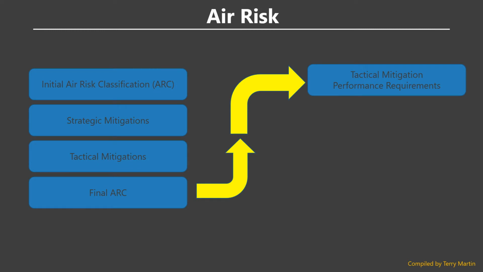Similarly, for air risk, basically what we have is a little bit different in that the end state doesn't come in the form of OSOs. OSOs still need to be ticked off for air risk, but there's an additional set referred to as tactical mitigation performance requirements. And sitting in between the initial air risk determination and the final air risk determination, which drives your TMPRs, is an optional set of strategic and tactical mitigations that are available to the operator.